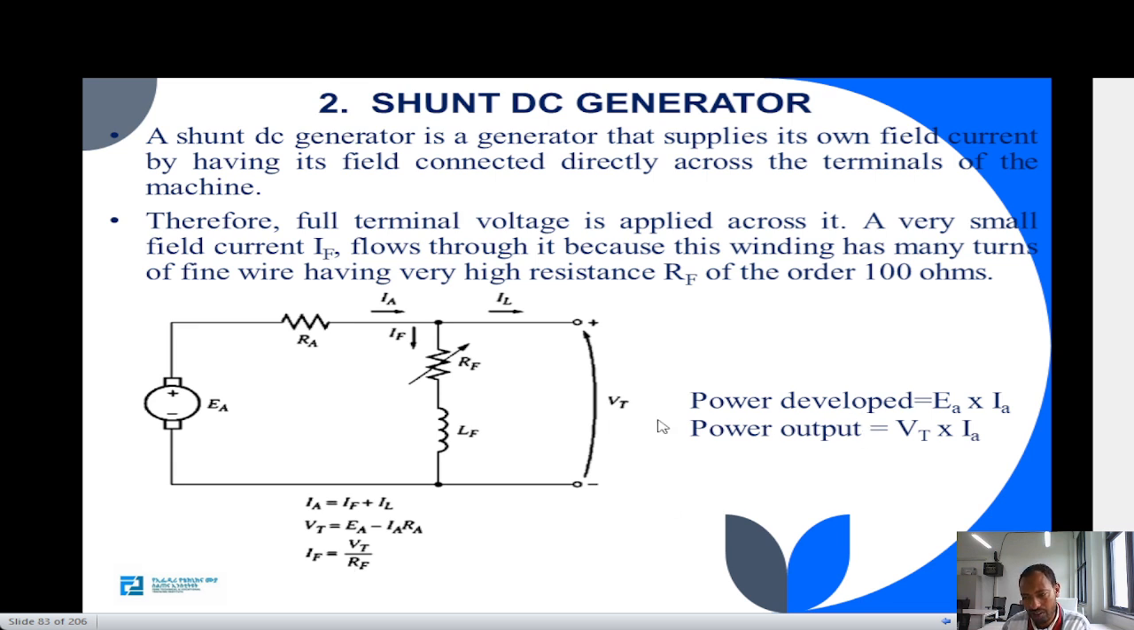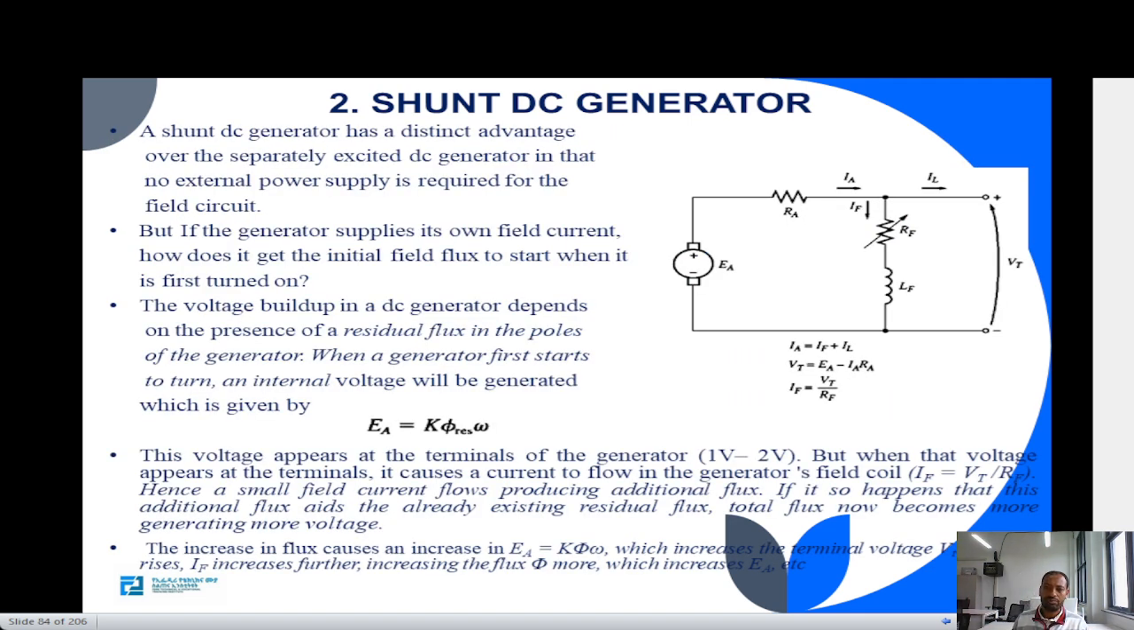The power is similar to the separately excited case that we calculated before. The power developed is EA or EG times IA, and the power output is VT times IA. One advantage of this shunt DC generator is that since it supplies its own field current, we don't need an external power supply. This is a distinct advantage of a shunt DC generator.